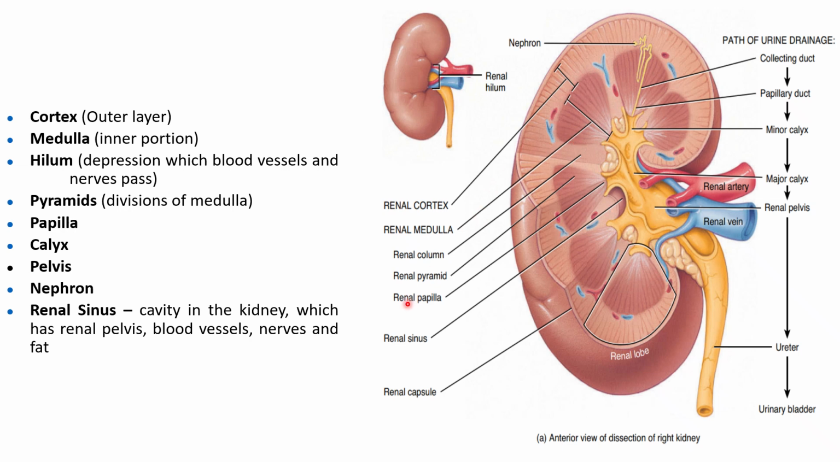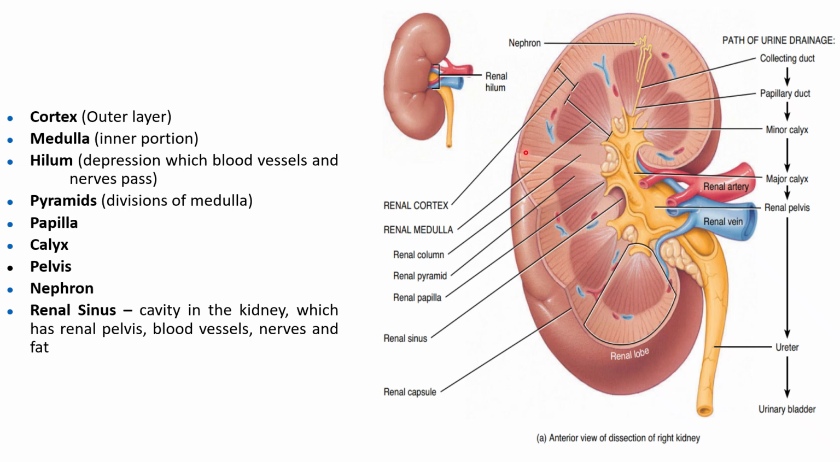They are known as the renal pyramids. See these cone-shaped structures within the renal medulla, known as renal pyramids. The base of each pyramid faces the renal cortex, and its apex is known as the renal papilla.